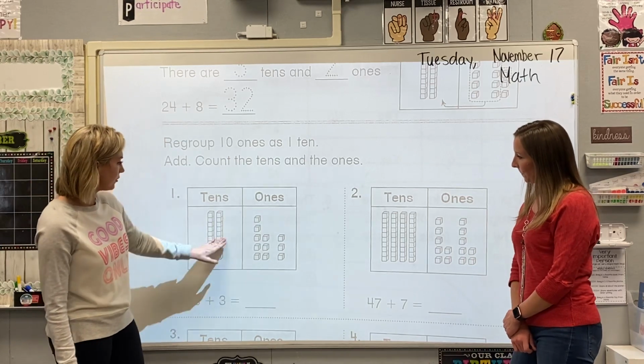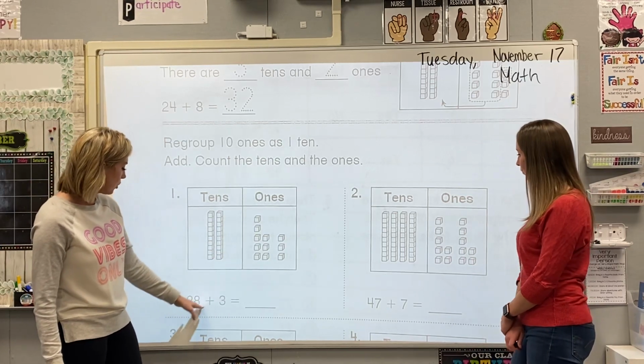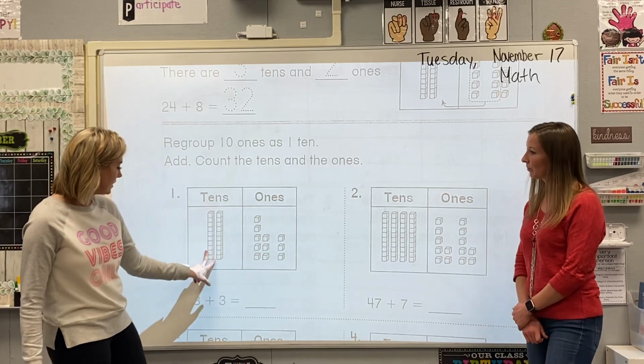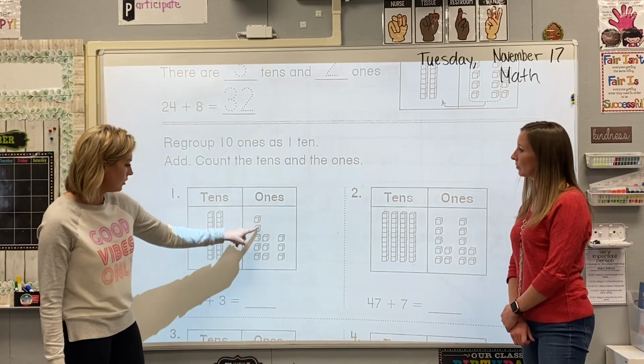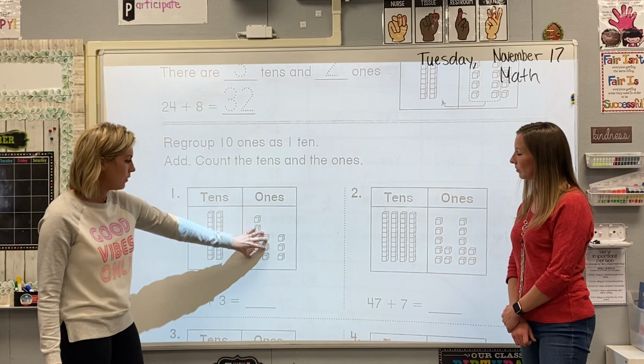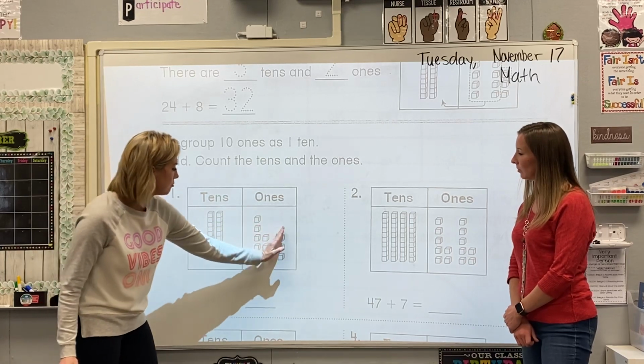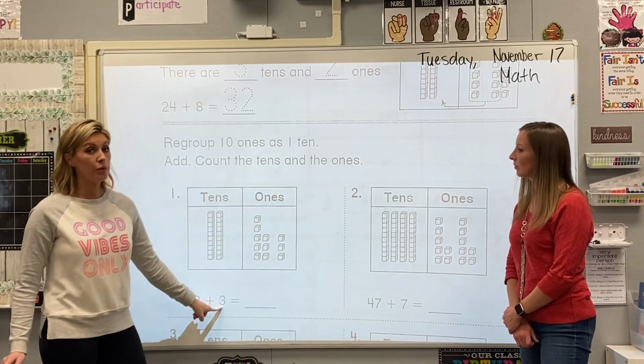The problem is written underneath the model on these ones. It says 28 plus 3. So 20, 2 groups of 10s, and 1, 2, 3, 4, 5, 6, 7, 8 ones. Here's 28. A little bit of space where they added those additional 3 ones.